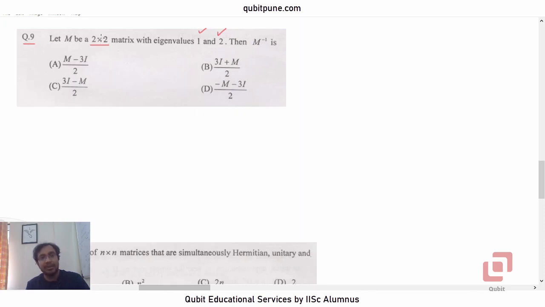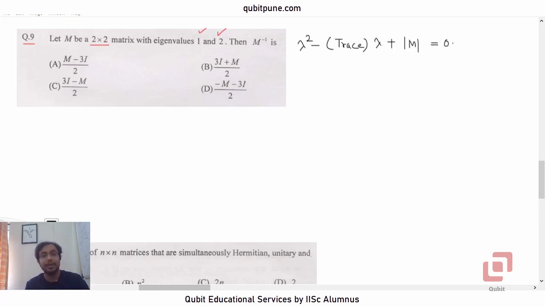Now it is a 2 by 2 matrix. So if you don't know, there is a shortcut to find the characteristic equation of a 2 by 2 matrix. In usual notations, it is lambda squared minus the trace of the matrix into lambda plus the determinant of the matrix equal to 0. So if you solve this equation, then you will get the eigenvalues. Eigenvalues are the roots of this equation. This equation is valid only for a 2 by 2 matrix.